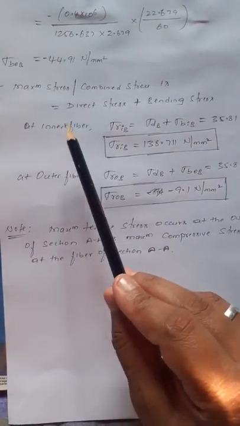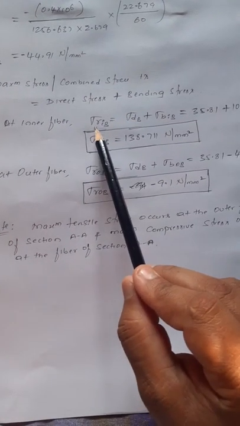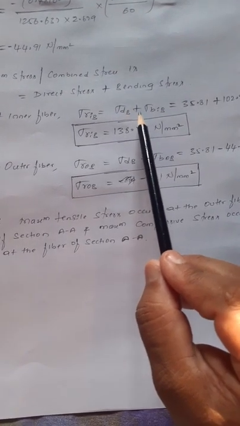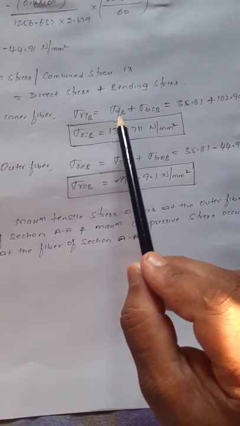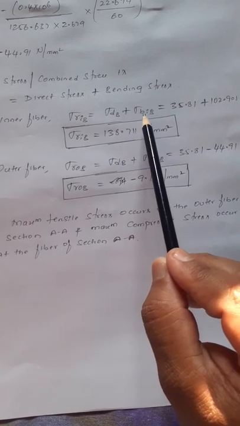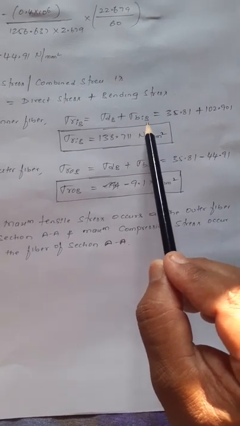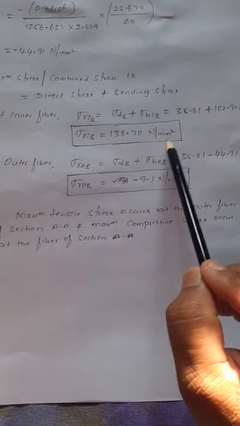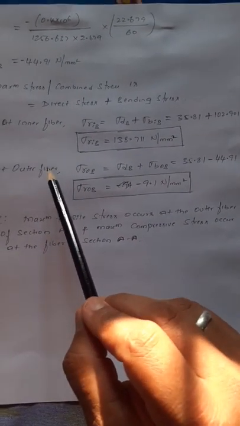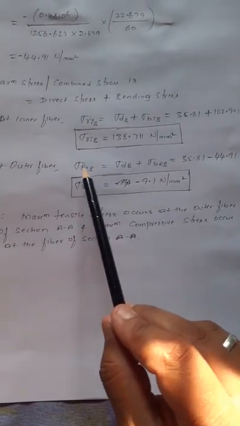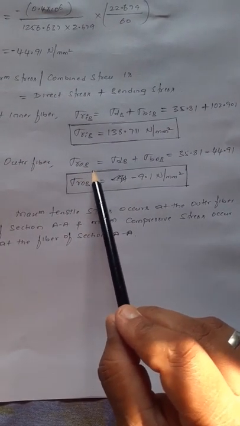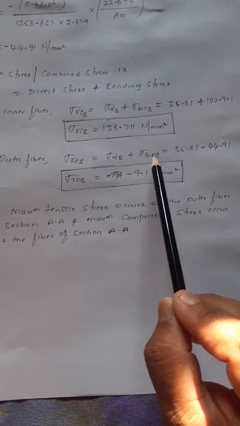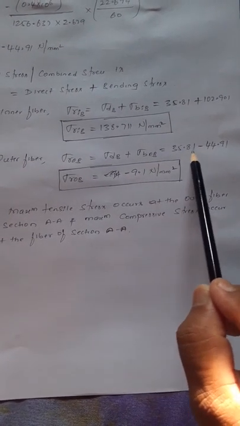The maximum stress at the inner fiber at section BB is the sum of the direct stress at section BB and the bending stress at the inner fiber at section BB. Now substitute this, you will get 138.711 Newton per mm square, tensile. Similarly, the maximum stress at the outer fiber at section BB is equal to the sum of the direct stress at section BB and the bending stress at the outer fiber at section BB.